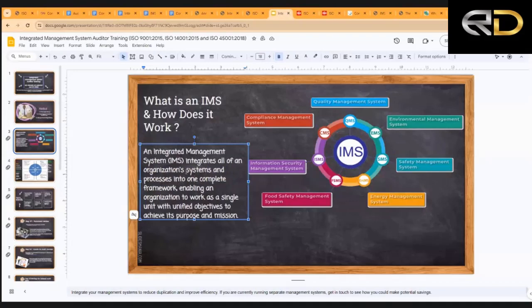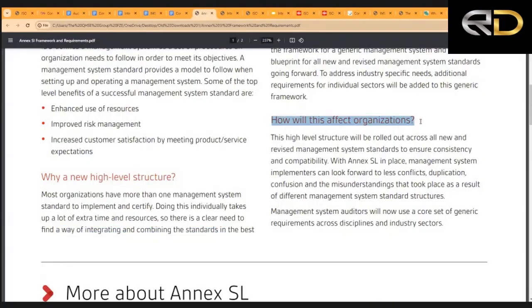It is going to combine your different systems, i.e., quality, safety, and environment systems, different processes, quality, safety, and environment processes, into one complete framework, which is called the Annex SL. And it works as a single unit with unified objectives to achieve your purpose and mission. So that is exactly what you're going to see. And when you look at how this is going to affect organizations, they clearly say management system auditors will now have to use a core set of generic requirements across the different industries and disciplines like that.